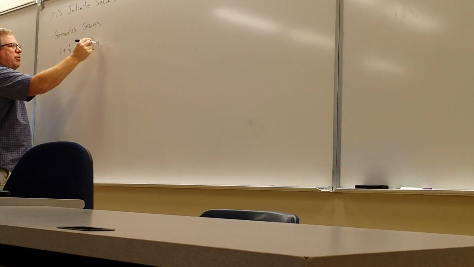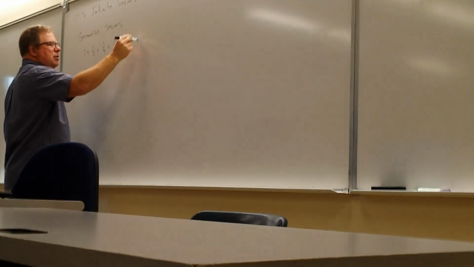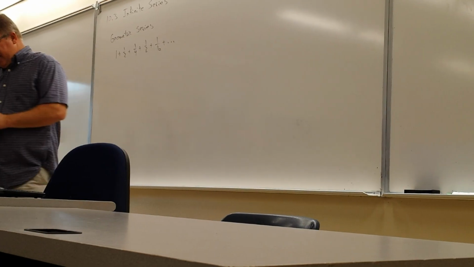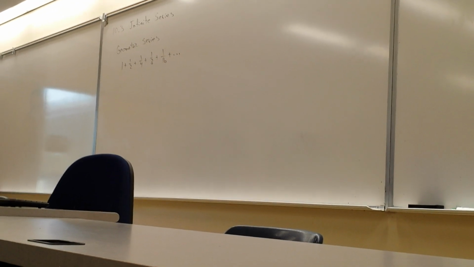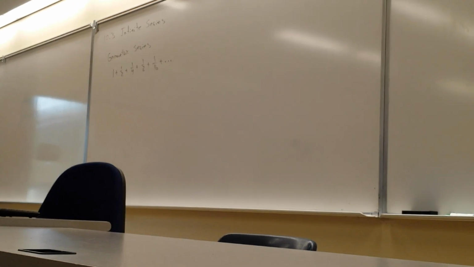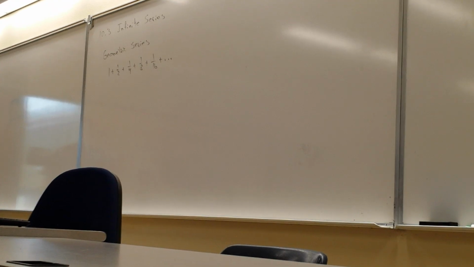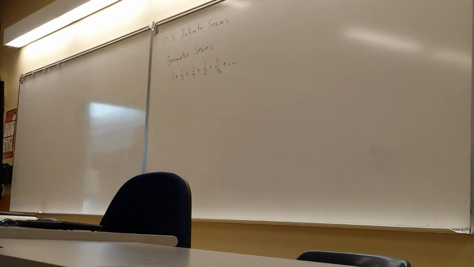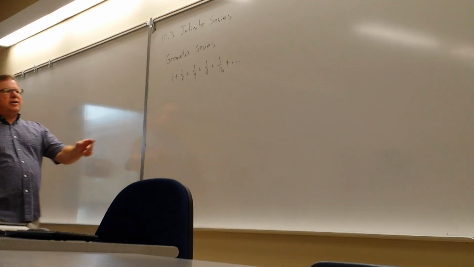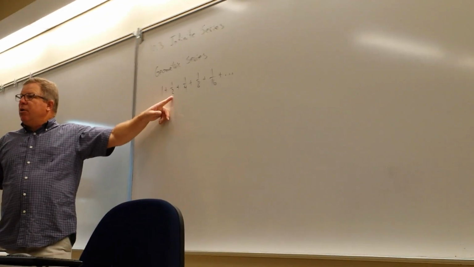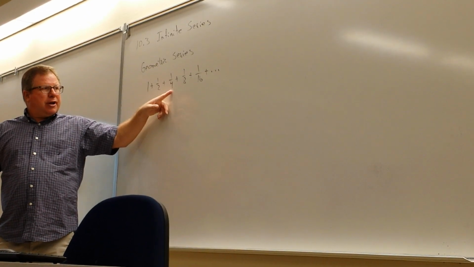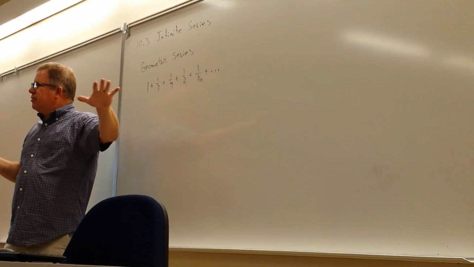1 plus 1/2 plus 1/4 plus 1/8 plus 1/16 plus ... What can we multiply each term by to get the next term? 1/2. 1 times 1/2 is 1/2. 1/2 times 1/2 is 1/4. 1/4 times 1/2 is 1/8, and so on. Does that make sense?